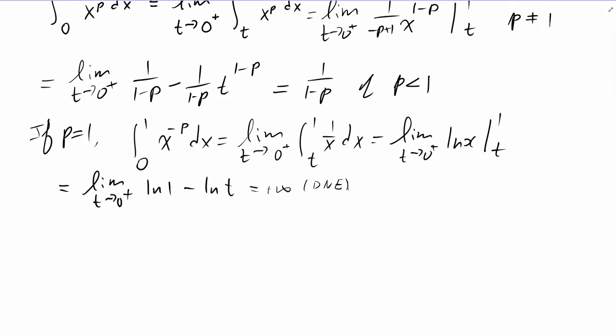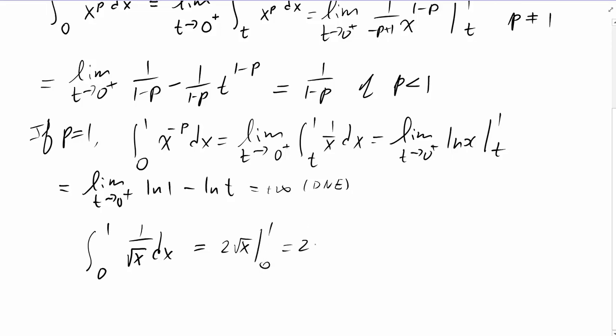In fact, sometimes we have something like the integral of 1 over root x dx, and we may not realize it's an improper integral. In fact, it is. But we can integrate just like the way we did before. The antiderivative of 1 over root x is 2 root x, from 0 to 1. Then we plug in, and that's 2 root 1 minus 2 times 0, which is simply 2. But this is actually an improper integral if we pay attention.